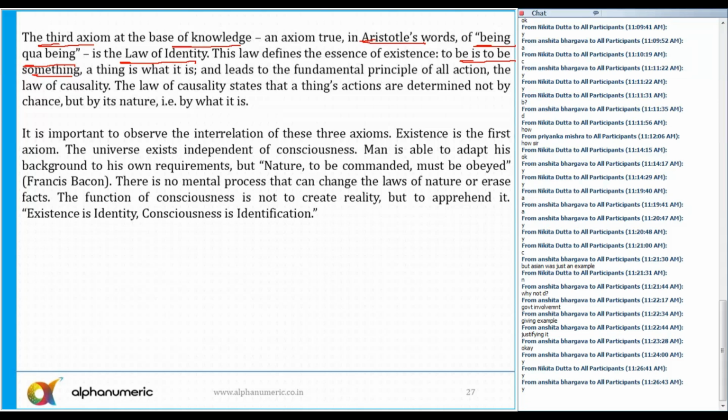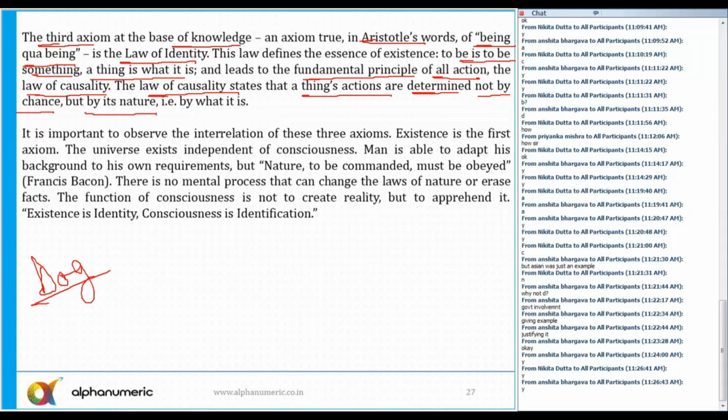What is law of identity? According to law of identity, a thing is what it is. That means a thing is what it is and what its nature is. A dog is a dog because it has the nature of a dog. A cat is a cat because it has the nature of a cat. And this leads us to the fundamental principle of all action, which is the law of causality. So what does the law of causality state? The law of causality states that a thing's actions are determined not by chance, but by its nature.